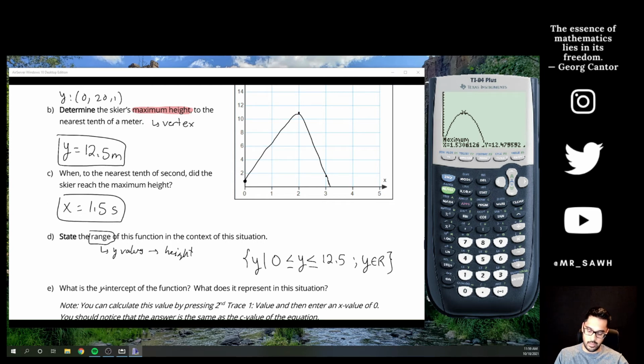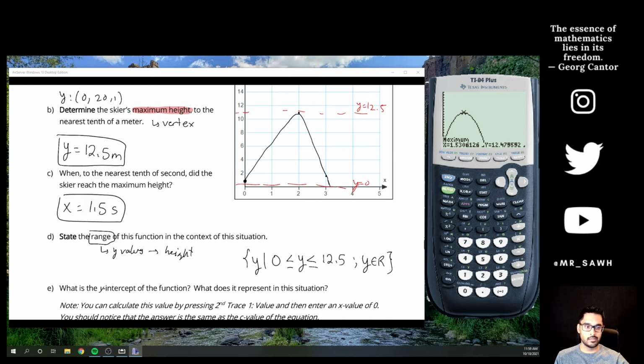So really, here's my range of values in red. From top to bottom, I could really be anything in between there, right? So the maximum Y value is 12.5. The minimum Y value is 0. So my inequality says that as long as Y is bigger than 0, but less than 12.5, I can be anywhere in this situation. Okay, so there's my range.